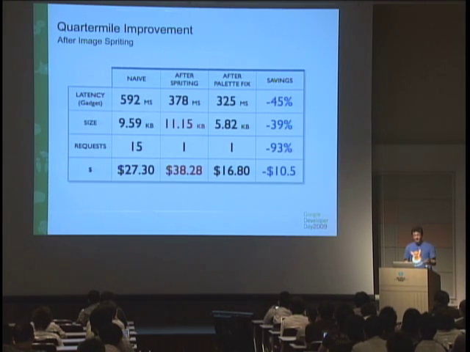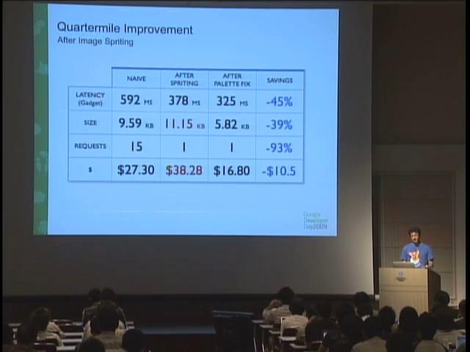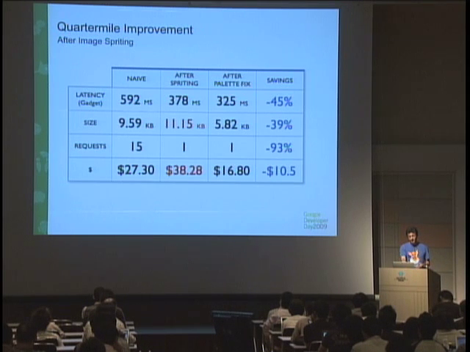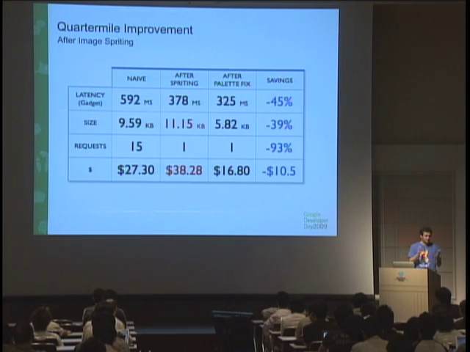So after we do image spriting, what kind of improvement do we get? First, we reduce the latency by 45%, reduce the size by 39%, and we reduce the number of requests from 15. So we were requesting 15 images, and here we just do one request for the big sprited image. So the number of requests goes down by 93%. In terms of dollar savings, it's like, I would say 1/3 between naive, which is at 27, and we're going, no, actually we do -10, so it's 1/3. You save 33% this way in terms of money.